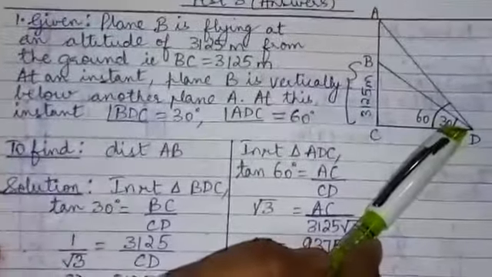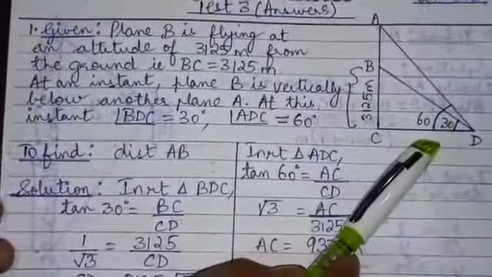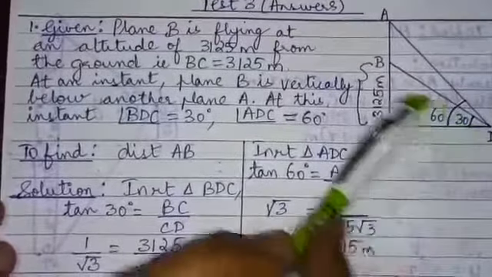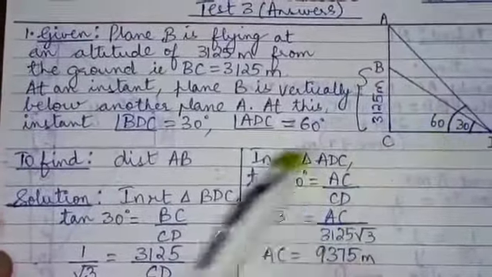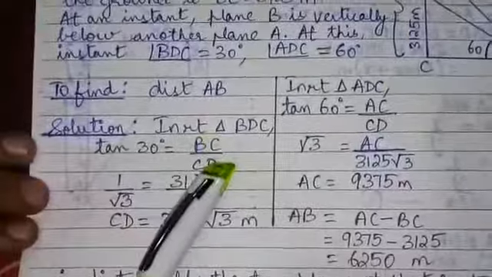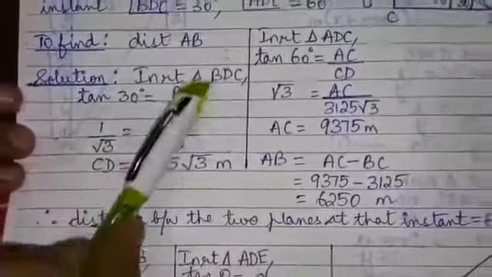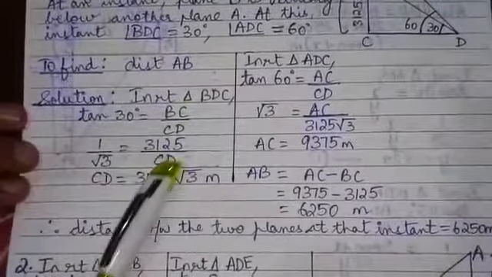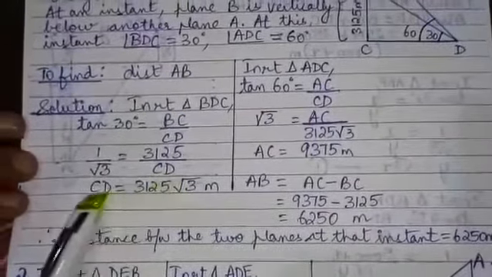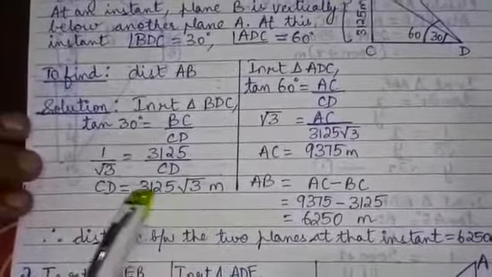For this angle, this is the opposite side, this is the adjacent side. So tan 30 degrees is equal to opposite by adjacent. So tan 30 is equal to BC by CD. The value of tan 30 is 1 by root 3, which is equal to 3125 by CD. So working this, we are able to find the length of the line segment CD.